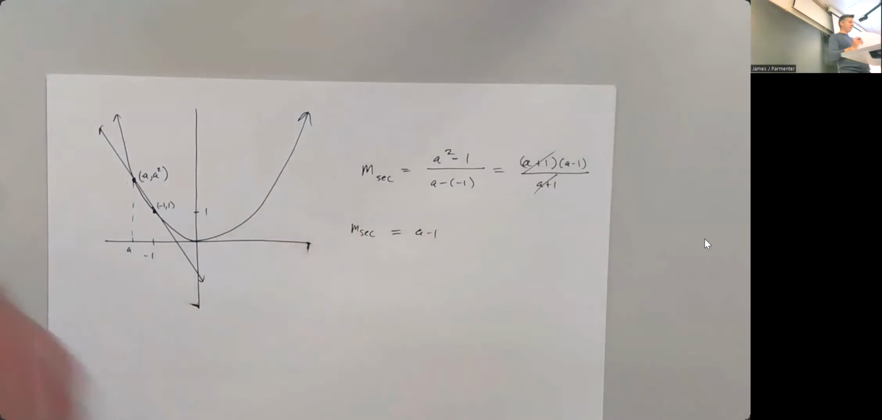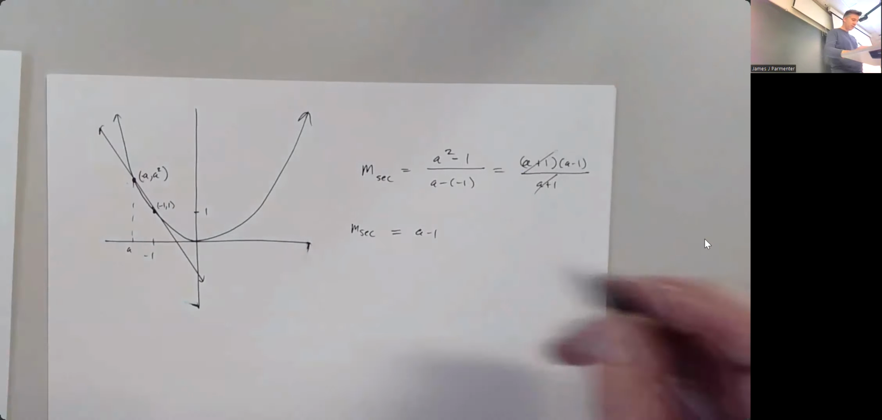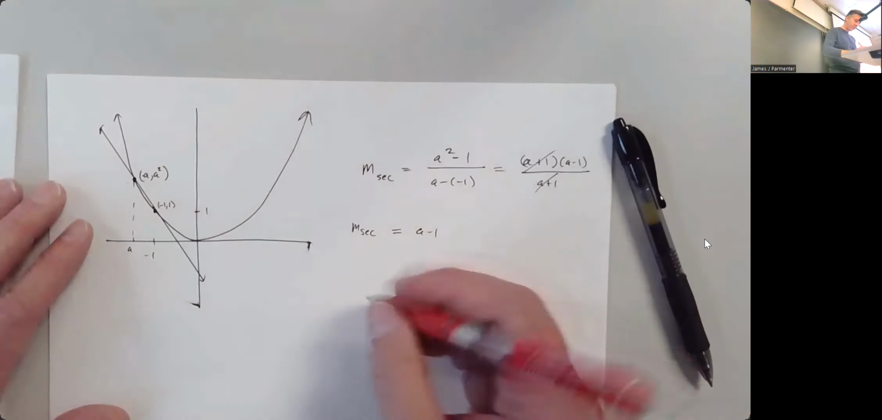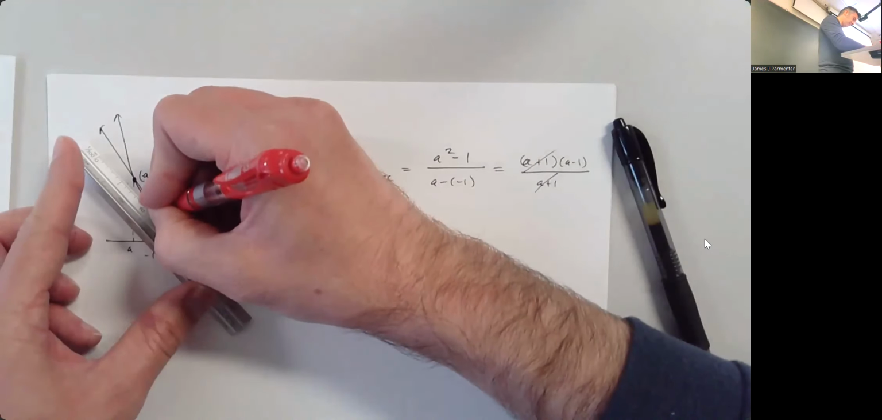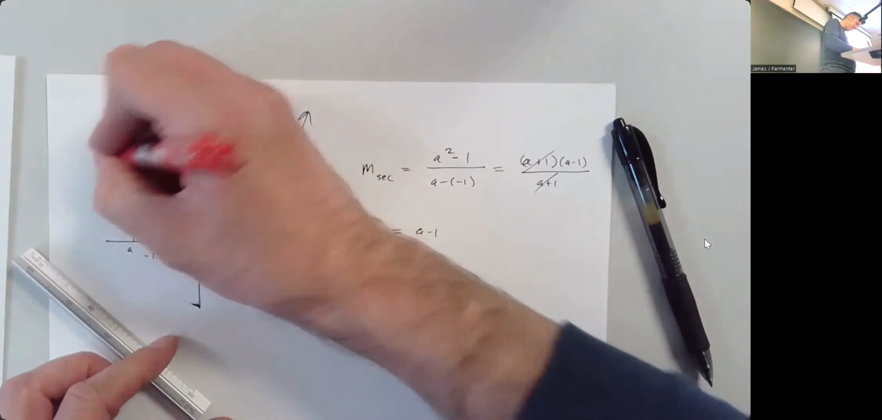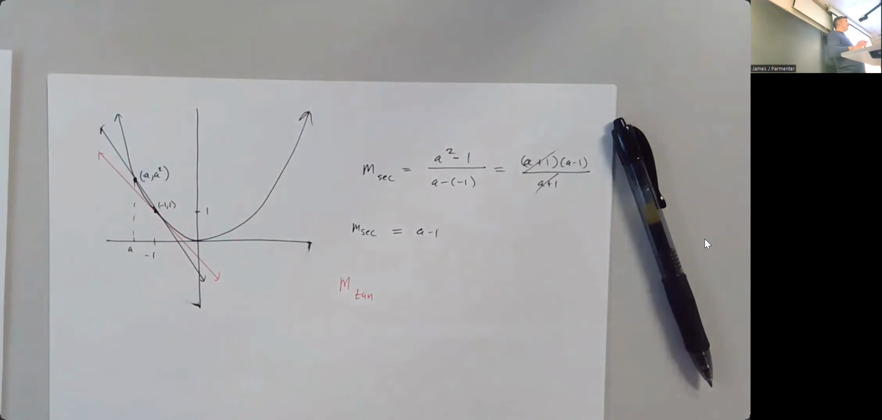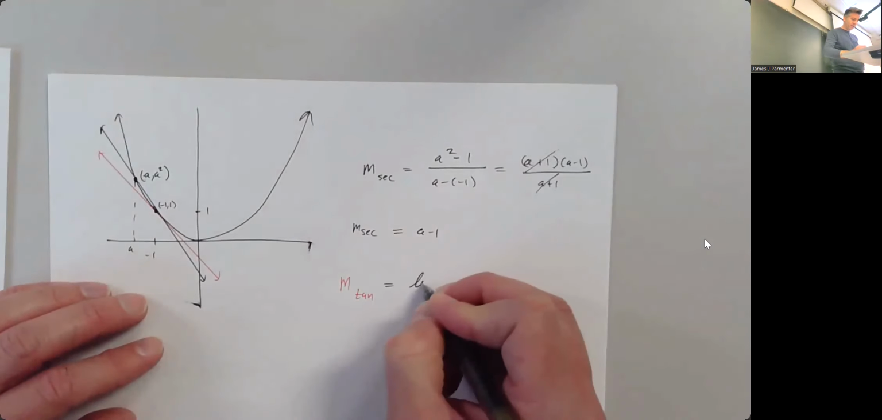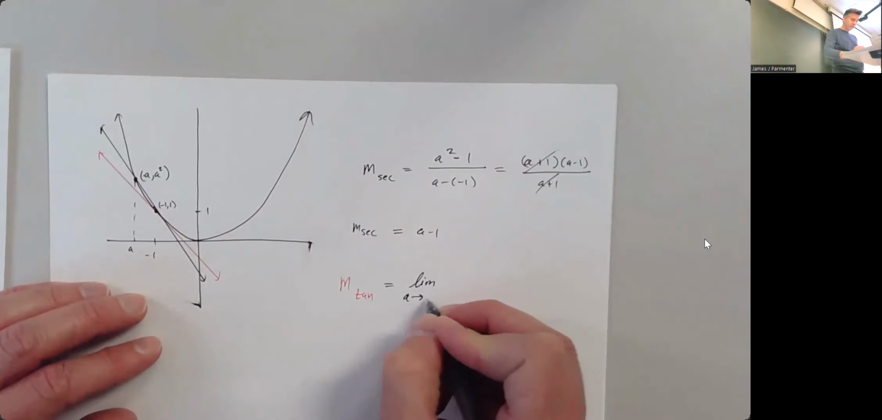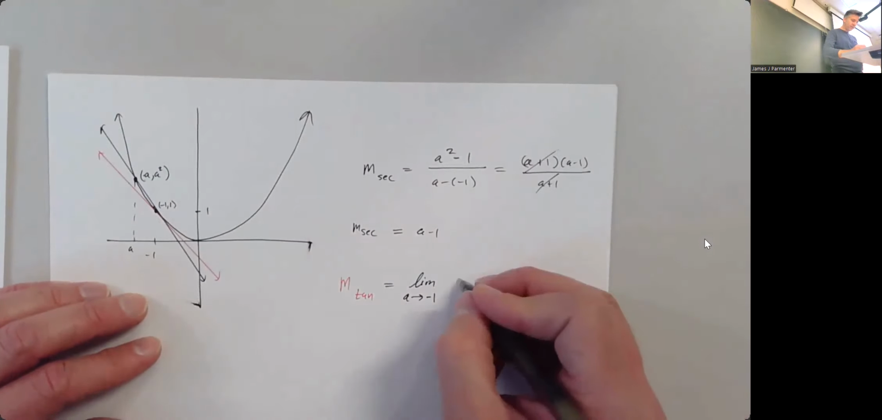And now here's the reason we've been talking about limits so much. Because the idea here is, if I want to find the slope of the tangent line, which let's write in red, there's my tangent line right there, well, I'm just going to let the A values get closer and closer and closer to negative 1. So the slope of my tangent line is going to equal the limit as A approaches negative 1 of the slope of my secant line.